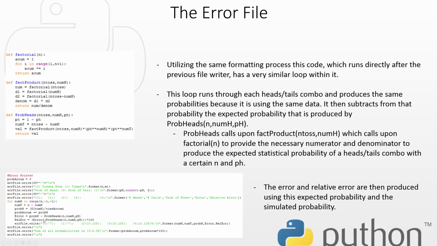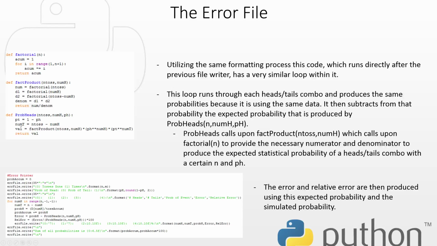But for error, it takes the probability of heads and subtracts the resulting value from prob heads using n number of heads and probability of heads. So that goes back to these files, which were above main. These functions, sorry.